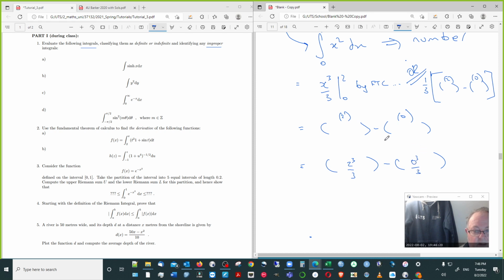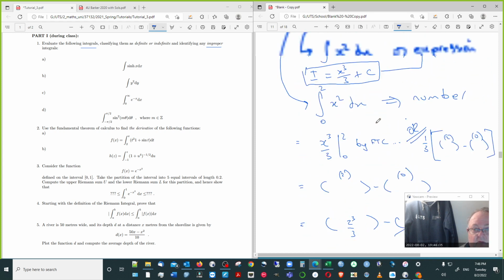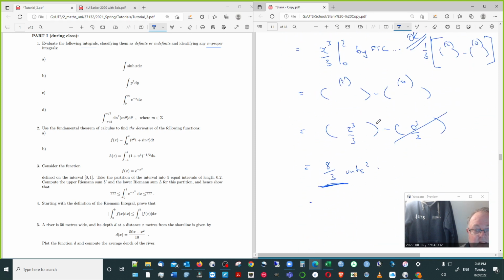They get in the habit pretty quickly that the second one with a 0 in it is probably going to be missing. So 2 2's are 4, 2 4's are 8. So 8/3 units squared, and we have a number. Our definite integral gave us a number. Okay, so that should be something that we're happy with.